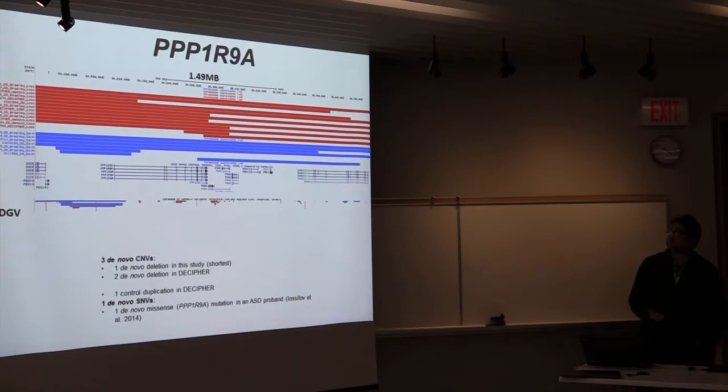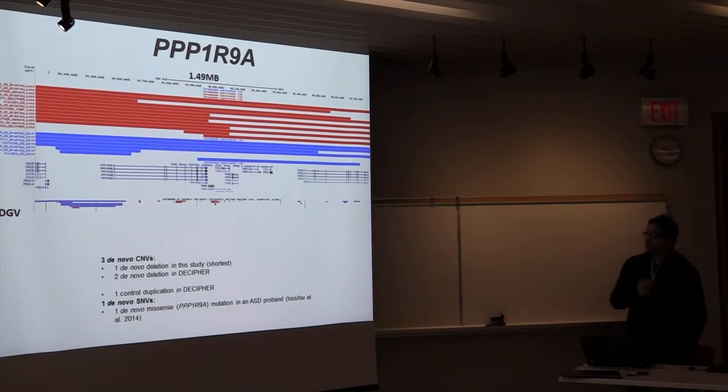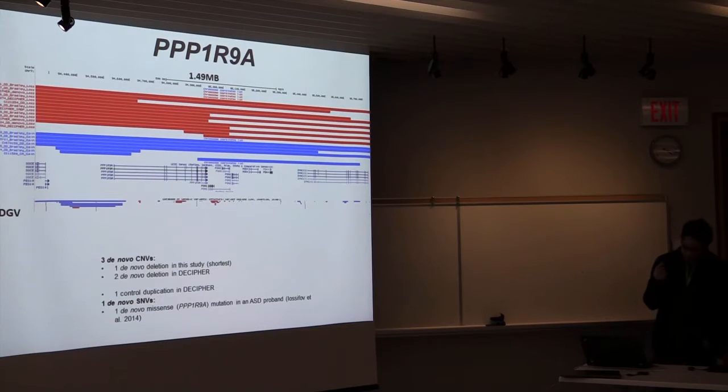Another gene is the PPP1R9A gene, which is a maternally imprinted gene. In this gene, we have the shortest deletion in our cohort, which is de novo, not found in the parents but in the proband. Following this gene, we also found 2 additional de novo deletions, and 1 de novo SNV reported in an autism program.